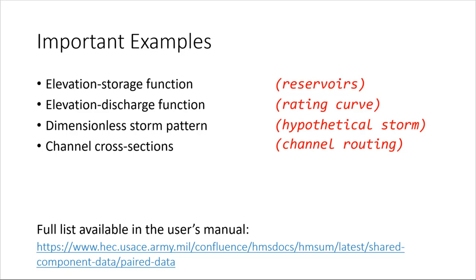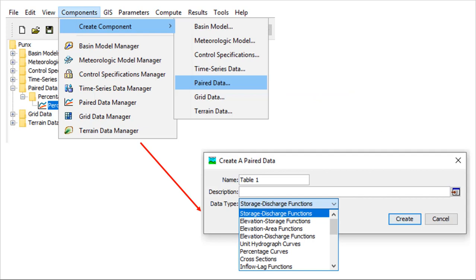There are many other types of paired data available for other types of modeling. For example, the temperature index snow method often requires one or more paired data curves as parameters. Hypothetical storm precipitation often uses paired data for defining time patterns of storms or point-to-area reduction functions. For a full list of paired data in HEC-HMS, please visit the user's manual.